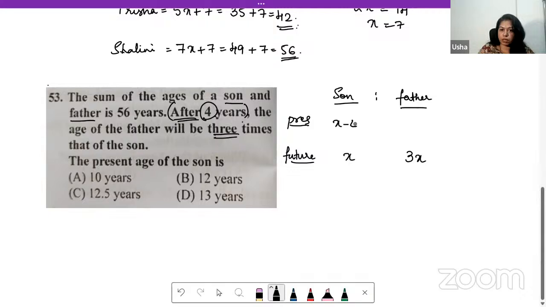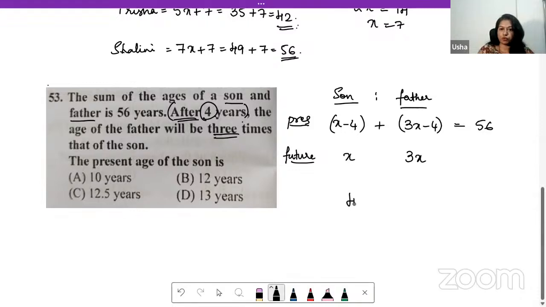So the son's age is X minus 4. The father's age is 3X minus 4. Whatever the future age is, which is after 4 years, now both of the ages are 4 less. And the sum of the ages is 56. Means this and this, if I add, we will get 56. Now simplify this.